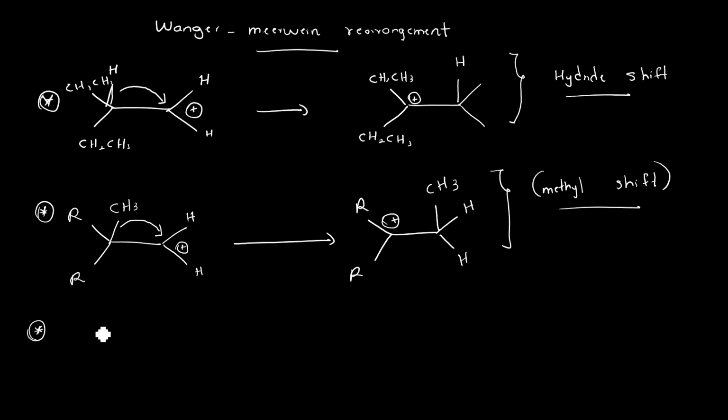And then finally we are going to talk about the 1,2 alkyl shift. Let me take an example for it. Here let's say we have a ring like this, and we have this positive charge over here.